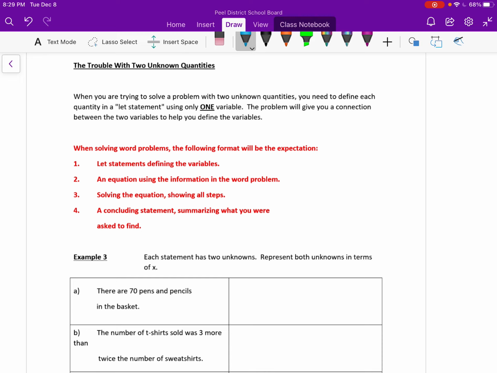Then try to define that y variable in terms of the other variable. So you want all the variables to be just one so that you can plug them into the equation. Because if you have multiple variables, it starts to get messy. Okay? The problem will give you a connection between the 2 variables to help you define the variable. And this seems really, really confusing right now, but let's work through a few problems and it'll make a little bit more sense.